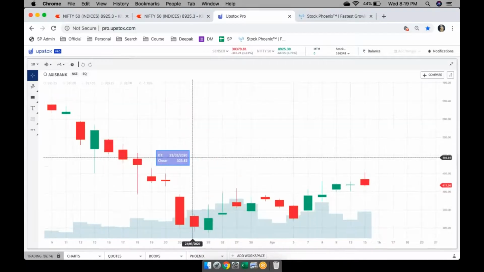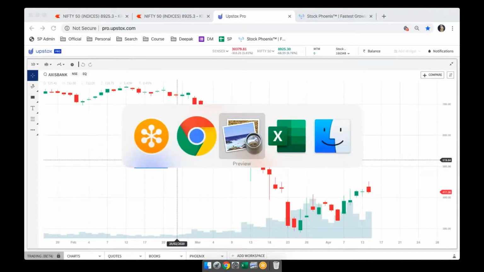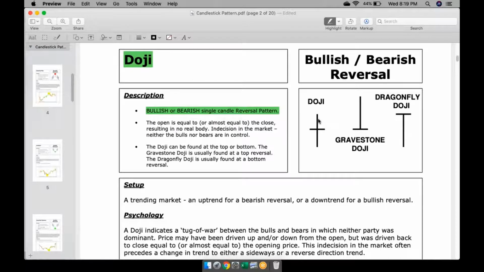Simply you are asking everything, yeah. Okay, let me come back. So doji in the sense is a bullish or bearish single candle reversal pattern. Doji is a very important candlestick pattern.